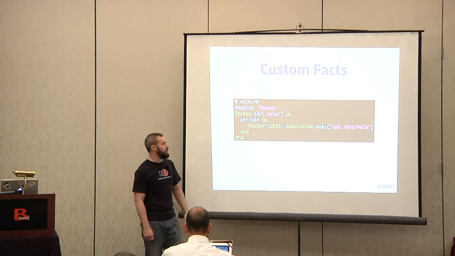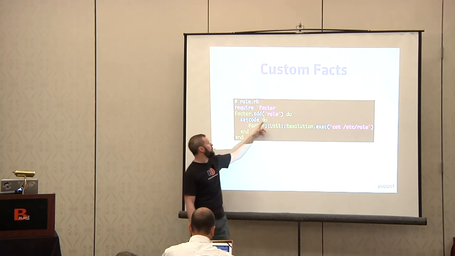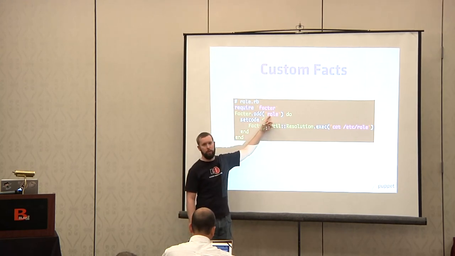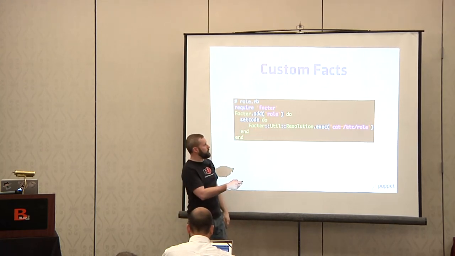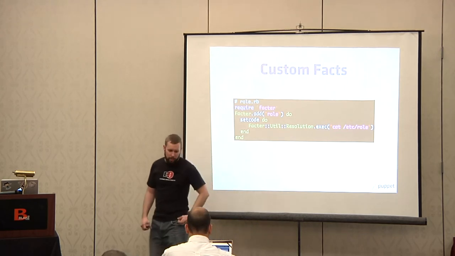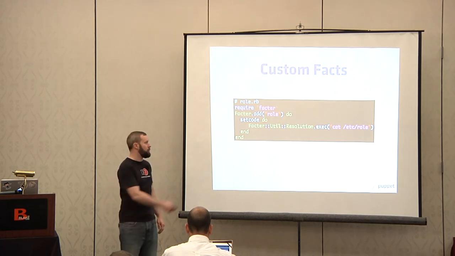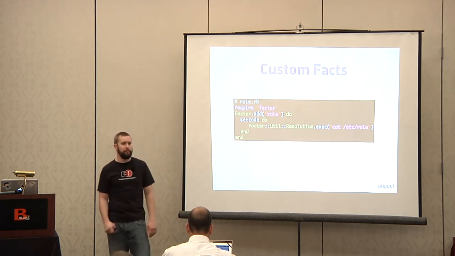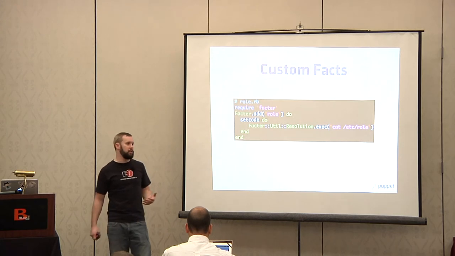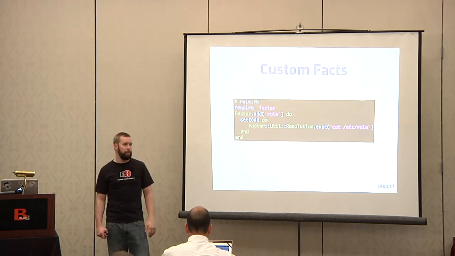So we do have custom facts, and if you know Ruby, then this probably looks pretty easy. For everyone else, the part that matters is we have some fact called role, and it's going to exec whatever's in there. So it makes it really easy to write custom facts. If you can write a shell script, you can have a custom fact, or you could write it in a language that you know better and have it trigger that as well.